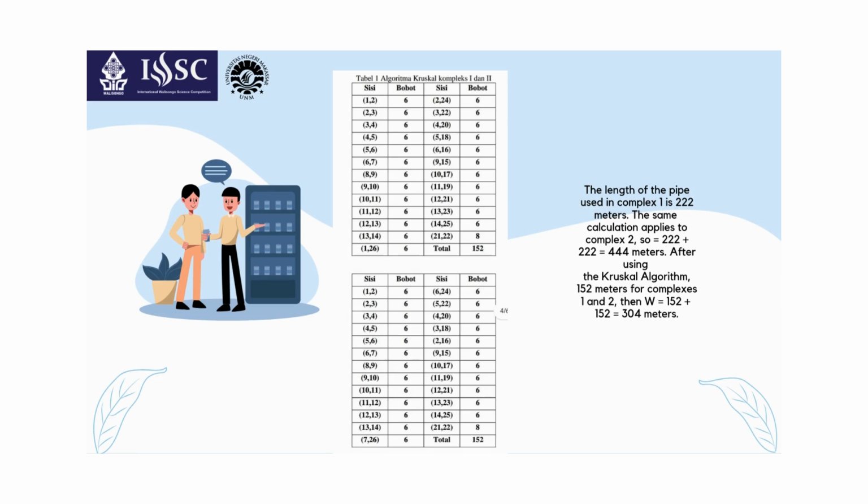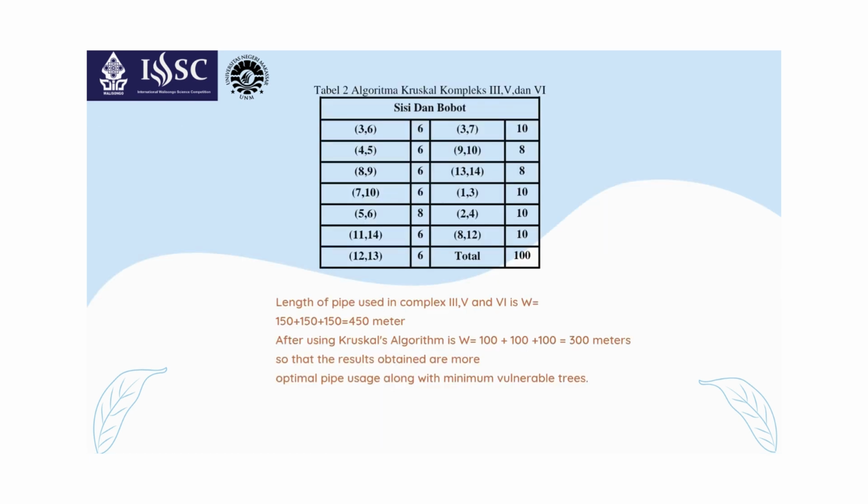Take a subgraph from the connected graph, naming the pipe network scheme represented by pipes in complex 3, the same as complexes 4, 5, and 6. Use the same method, namely the classical algorithm: what applies in complex 3 applies in complexes 5 and 6. The length of pipe used in complexes 3, 5, and 6, after using the classical algorithm, is 300 meters, so the results obtained are a more optimal pipe usage along with minimum spanning trees.